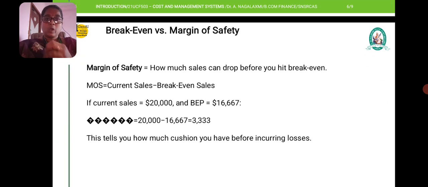Now we are going to see the difference between break-even analysis and margin of safety. Margin of safety is how much sales can drop before you hit break-even. So margin of safety is equal to current sales minus break-even sales. If current sales is $20,000 and the break-even point is $16,667, here margin of safety is current sales $20,000 minus $16,667 break-even sales. So we get $3,333. This tells us how much cushion we have before increasing the losses.